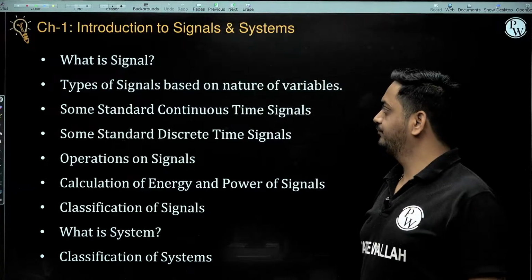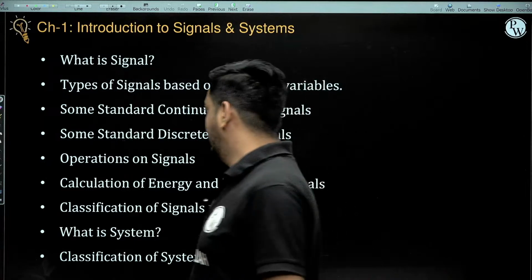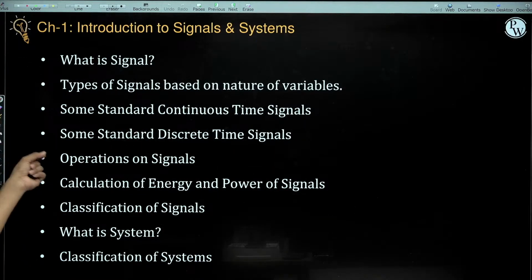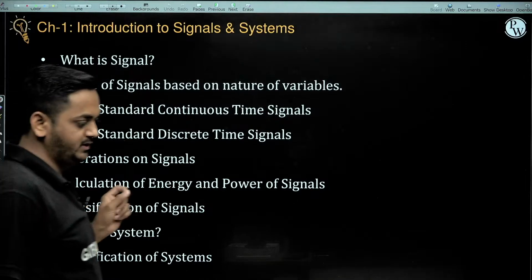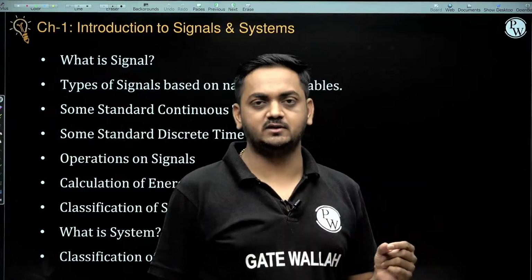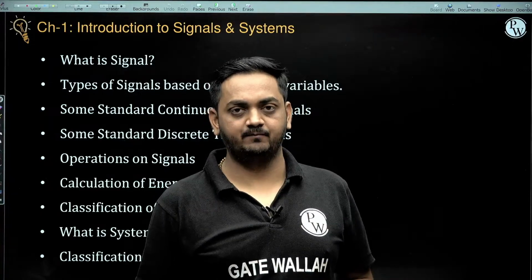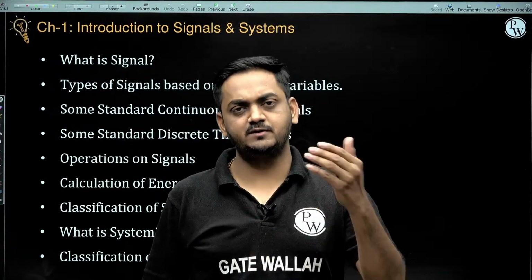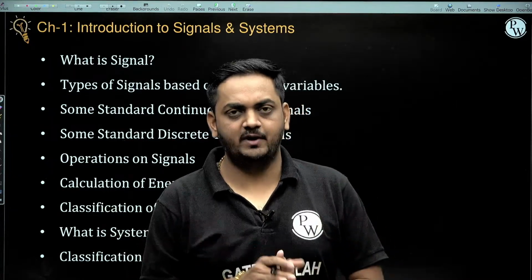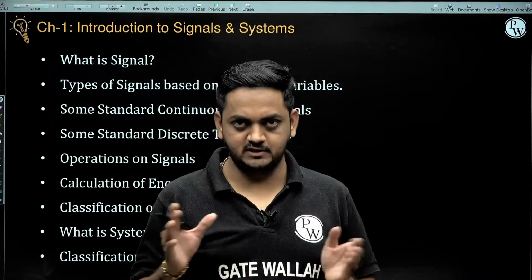Then we will see types of signals based on the nature of variables. Then later we will see some standard continuous time signals and some standard discrete time signals. Now from here, understand, guys, whatever topic we study for the continuous time signal, we will study for the discrete time signal too, like some standard continuous time signals. In a similar way, we will study some standard discrete time signals, like calculation of energy for the continuous time signal. Then we will study the calculation of energy for the discrete time signal also.